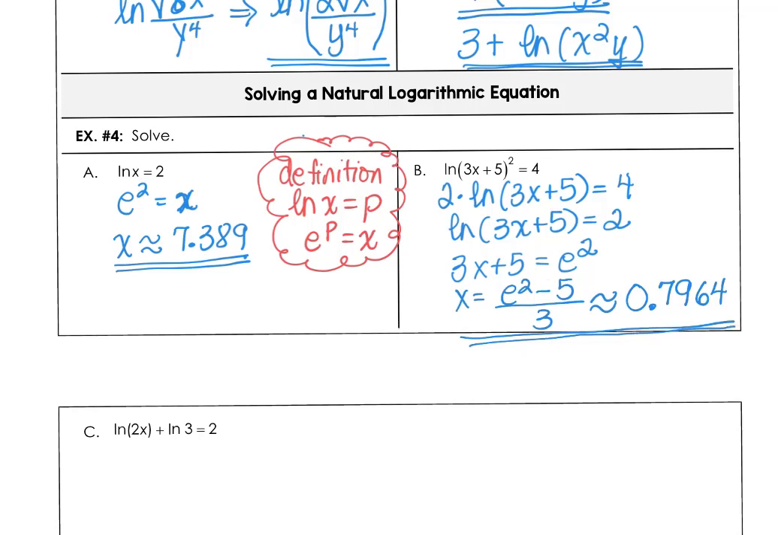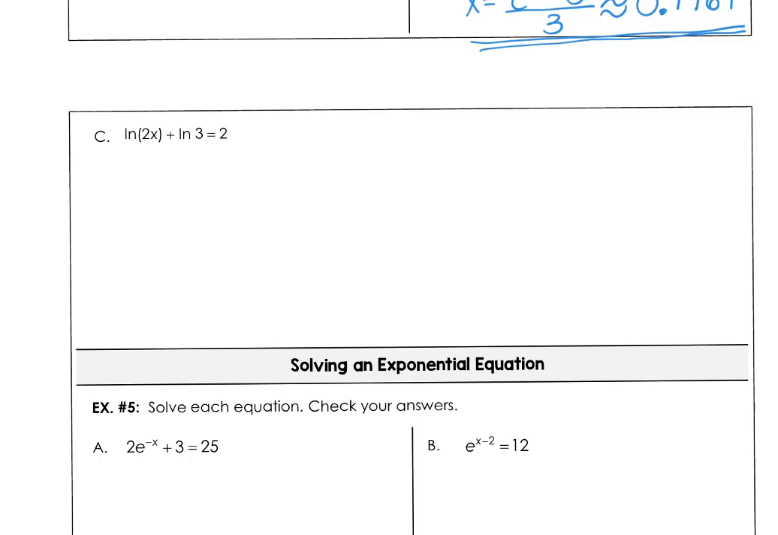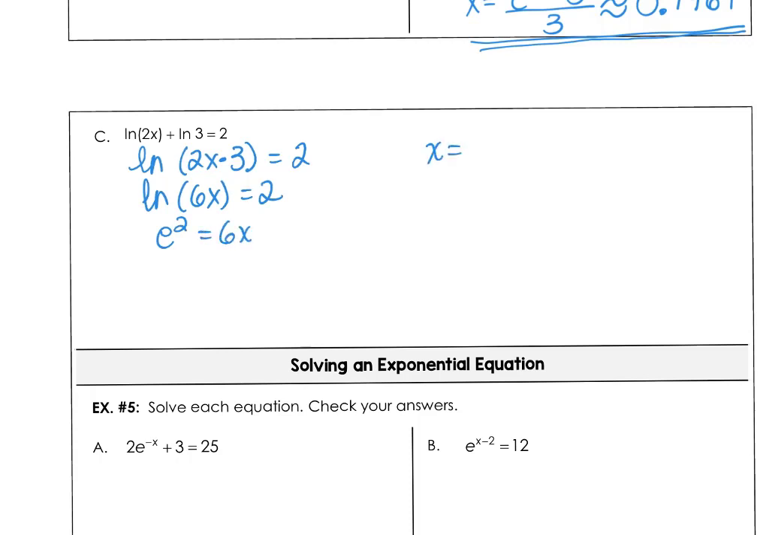And then the last part C, we're looking at natural log of 2x plus natural log of 3, and that's equal to 2. So we want to combine the natural log, the sum of the natural logs to be 2x times 3. So that's going to give us 6x, and that product, natural log of 6x, is equal to 2 when e to the 2 is equal to 6x.